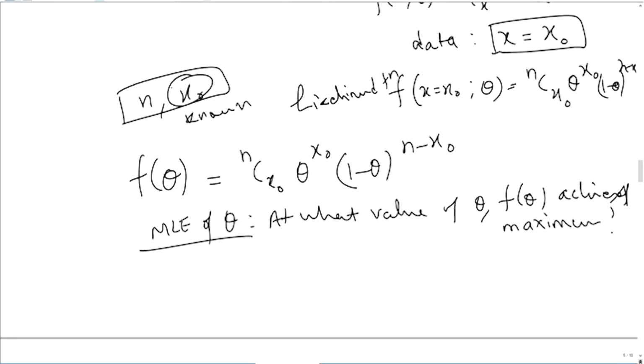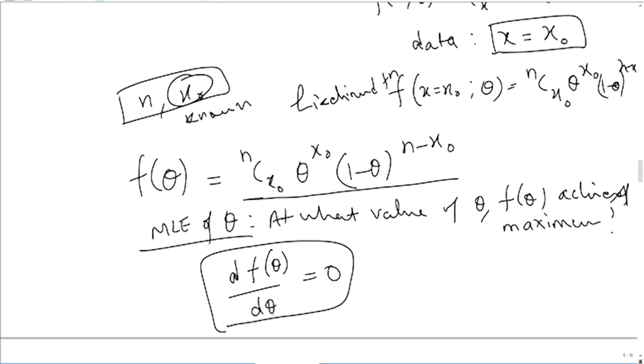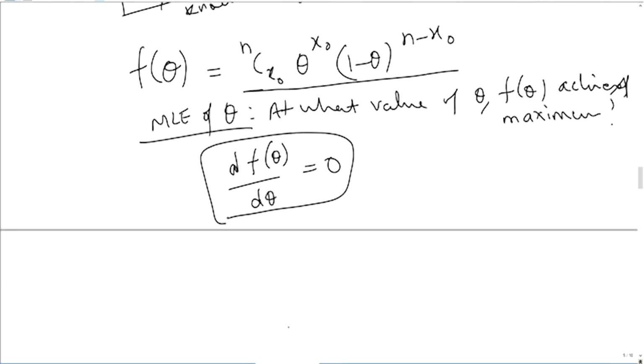How do I calculate this? Well, I just need to calculate the maxima of this function. How do I calculate the maxima of any function? I can equate the first order derivative of f of theta with respect to theta to 0. So the value of theta at which the function achieves its maximum should satisfy this. Let us calculate the derivative of this function with respect to theta.